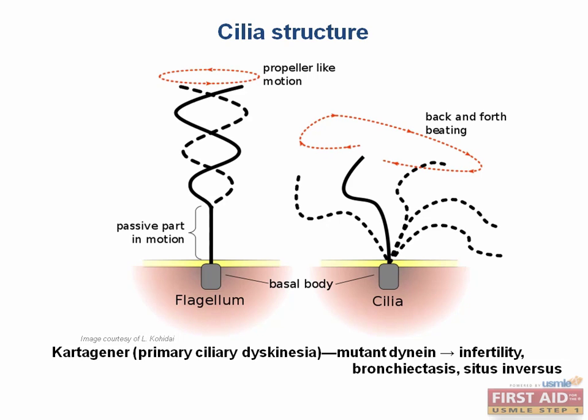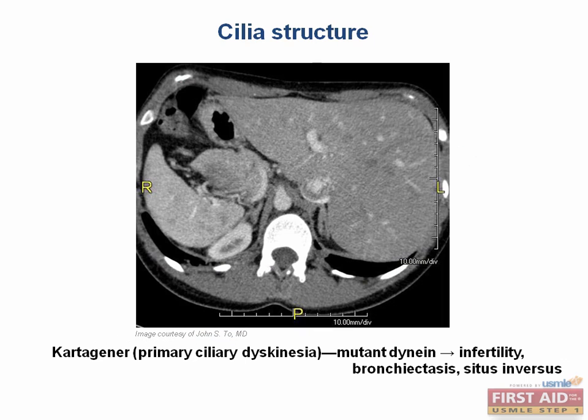Both males and females will be infertile, since sperm can't move and the egg won't be pushed along the fallopian tube to the uterus. Patients with Kartagener also commonly have bronchiectasis and recurrent sinusitis, since cilia are required to sweep particles out of the lungs. And lastly, it's associated with situs inversus, which is a condition in which major organs are found on the opposite side of the body. For example, the liver should be found on the right side, but here it's found on the left.